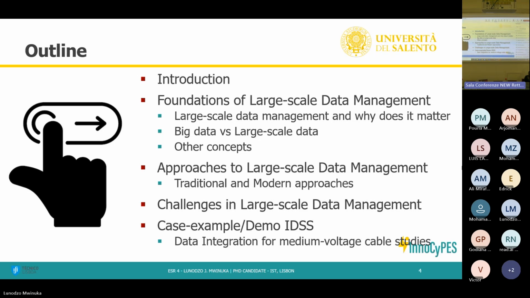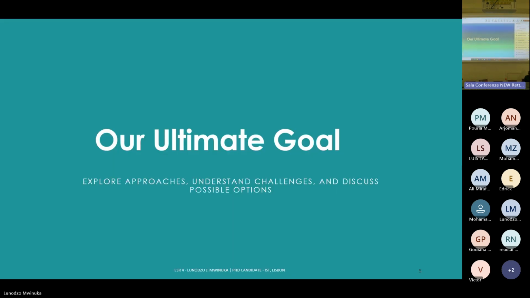There is work that we did with Conrad that should fit perfectly here, and we can also do a little 5-minute demo of the tool that we are developing at Unisalento. Summing up, our ultimate goal is to explore the available approaches, understand the underlying challenges for these approaches, and also see the possible options.